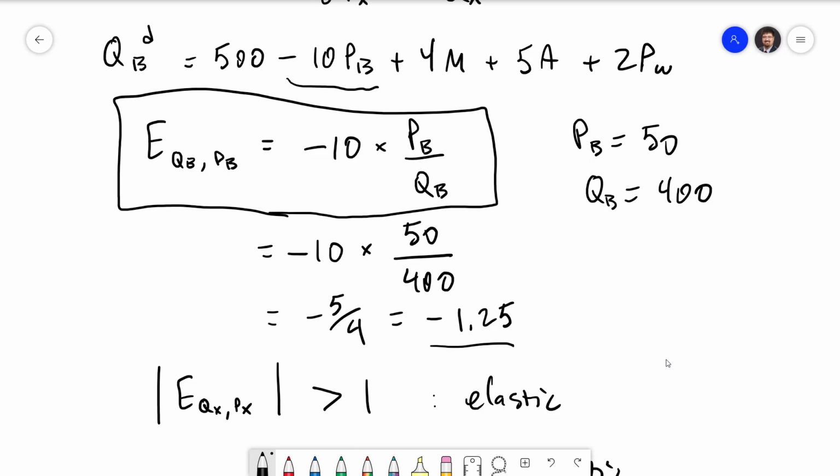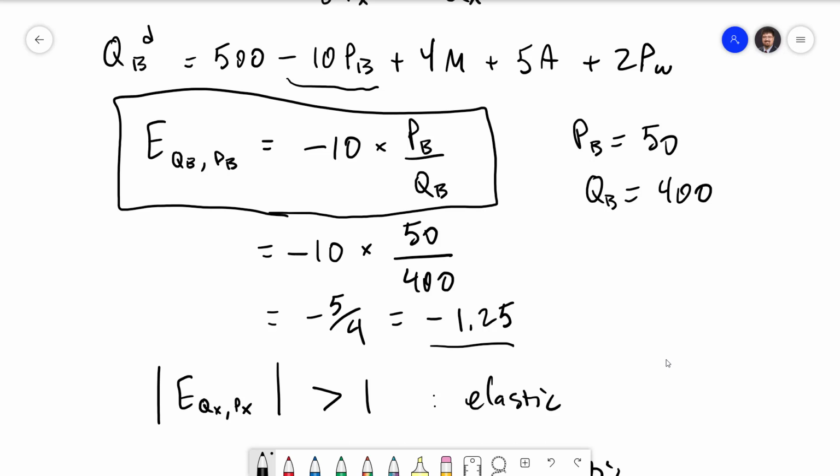When we graphed it, it was a straight line. That means that derivative part never changes. It's negative 10 no matter what. But what does change is the ratio of PB to QB. When price is low, quantity is high, and so elasticity is going to be smaller. It's going to be more inelastic. When price is high and quantity is low, it's going to be more elastic.